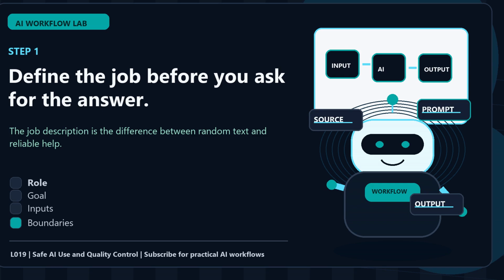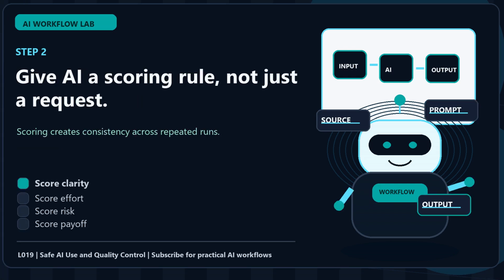That boundary is important. AI becomes more useful when it knows when to stop. If the workflow needs a human decision, the output should say so. If the data is weak, the output should mark it. If there are multiple good paths, the output should compare them instead of pretending one path is always right.